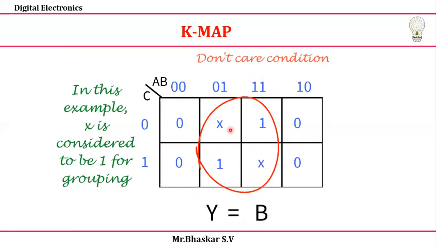So if I'm not going to consider x, then I'll get two terms, that is AB C bar plus, what I'm getting, A bar B C we are getting. So take care. If I'm going to take don't care conditions, we are going to take them as a 1 in SOP form. When it comes to a POS, we are going to consider them as a 0.